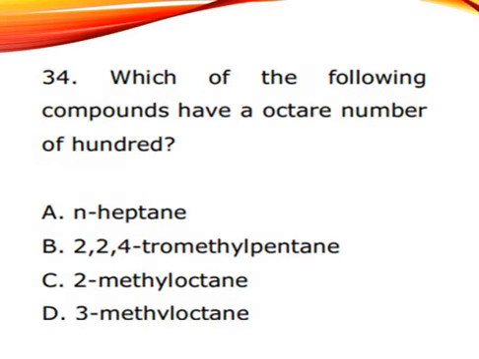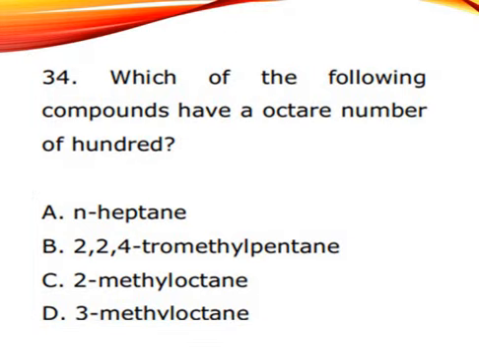Next is question 34. Which of the following compounds has an octane number of 100? Actually, the compound that has the highest value of octane number, highest quality, so to say, is 2,2,4-trimethylpentane, and that's B, option B.